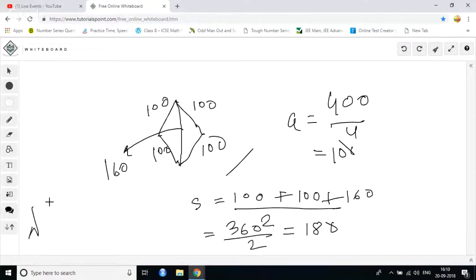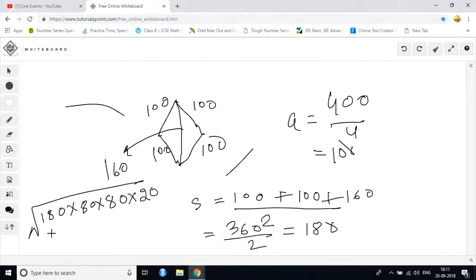Now the area would be how much? s, 180, multiplied by s minus a. 180 minus 100 is 80. Again 180 minus 100 is 80. 180 minus 160 is how much? 20.